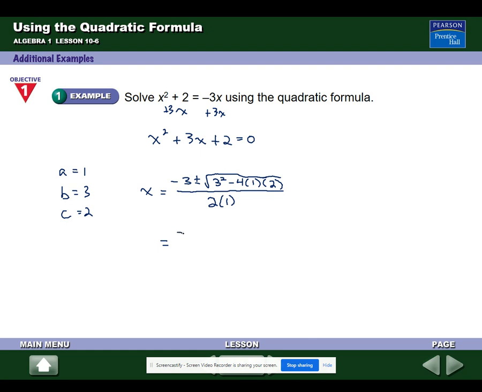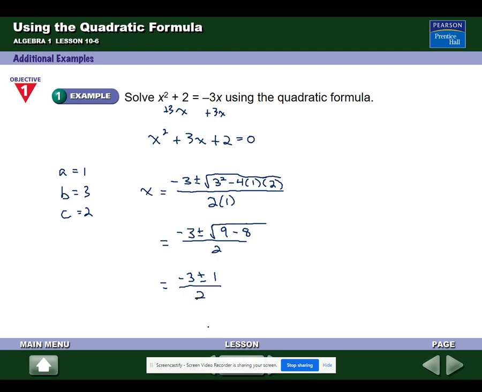Now, if you're really good with your calculator and you're really good with orders of operation, could you type this whole thing in? Really good with parentheses too? Yes, you could. I'm not really all that confident with that myself, so I usually don't do that. I'll simplify things a few times. 3 squared is 9. 4 times 1 times 2. Remember, orders of operation, we can multiply these before we do the subtraction. That would be 8 all over 2 times 1, which is 2. That means that you really have negative 3 plus or minus the square root of 1. Square root of 1 is just 1 all over 2.